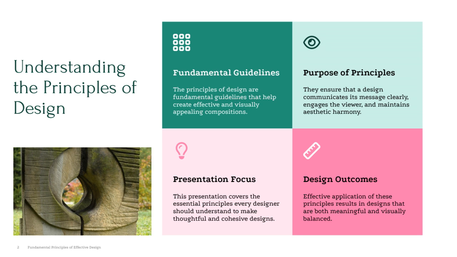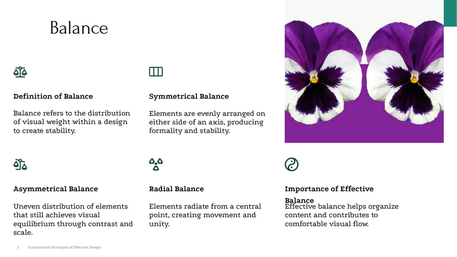Balance in design is all about how visual weight is distributed to create a sense of stability. When we talk about symmetrical balance, we mean that elements are arranged evenly on both sides of a central axis, which gives the design a formal and stable feel. On the other hand, asymmetrical balance involves arranging elements unevenly, but still maintaining a visual equilibrium by using contrast, scale, or color to balance the composition.